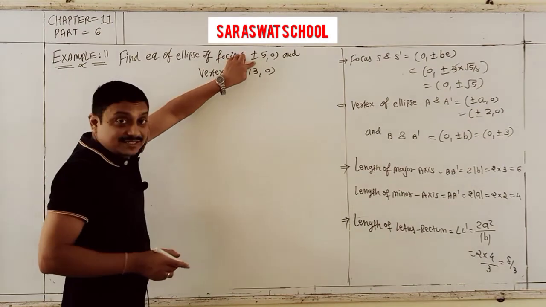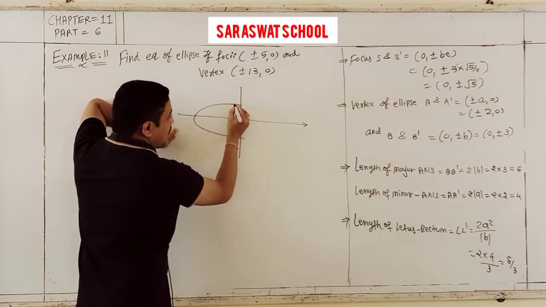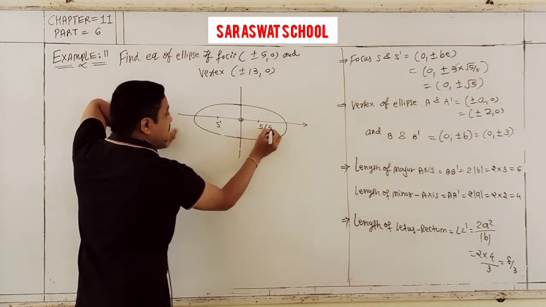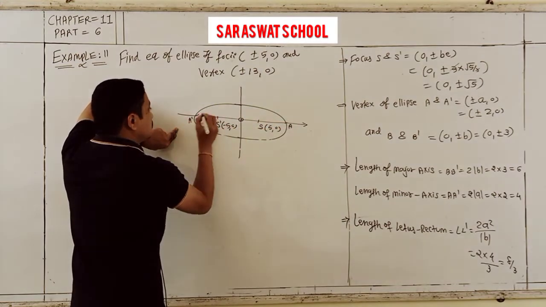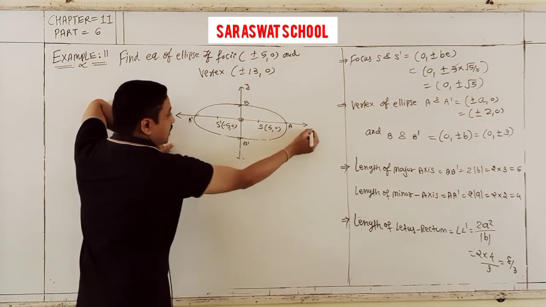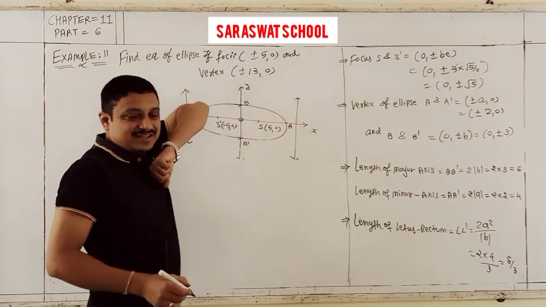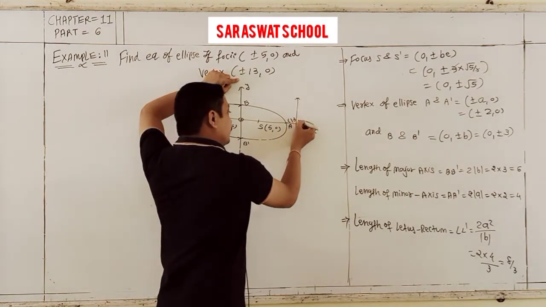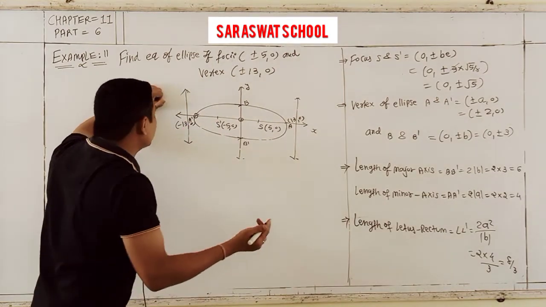Here foci on x-axis given, it means my drawing is first, definitely in this way. Here your focus S dash, plus or minus 5, 0 means 5 here, minus 5 here. That's A dash, B dash, and that's the y-axis. Here x-axis, and these two are our what? Directrix. Very easy. Vertex given 13, 0 means these are 13, the other is minus 13. A vertex, A dash. So very easy.